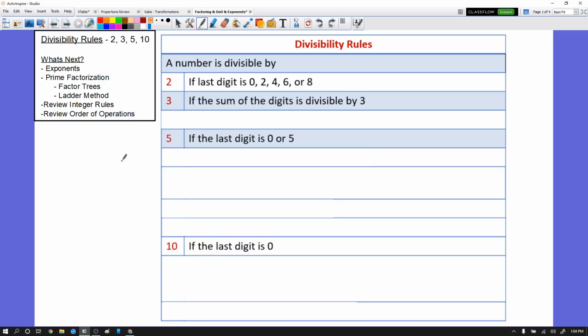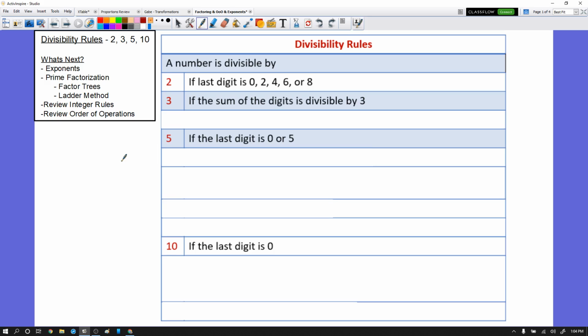Talking about divisibility rules, those are going to come in really handy whenever we're talking about prime factorization. And that's what we're going to talk about for this video. The two methods in which we'll be doing that are factor trees and the ladder method. I do think that the divisibility rules for 2, 3, 5, and 10 are incredibly relevant for this, and they are a mega time saver.